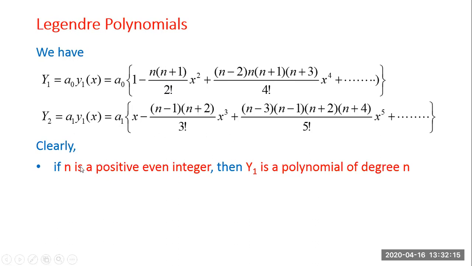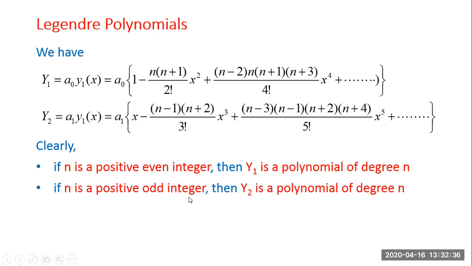So if n is equal to 0, except the first term 1, all the terms will become 0. So I get only a0 into 1, so some constant, which is a polynomial of degree 0. So in general, if n is a positive even integer, capital Y1 becomes a polynomial of degree n.